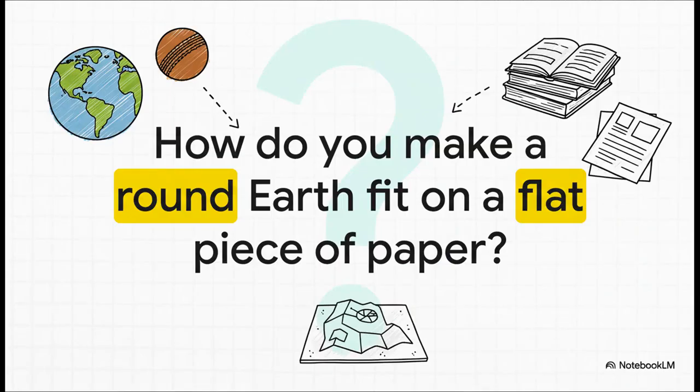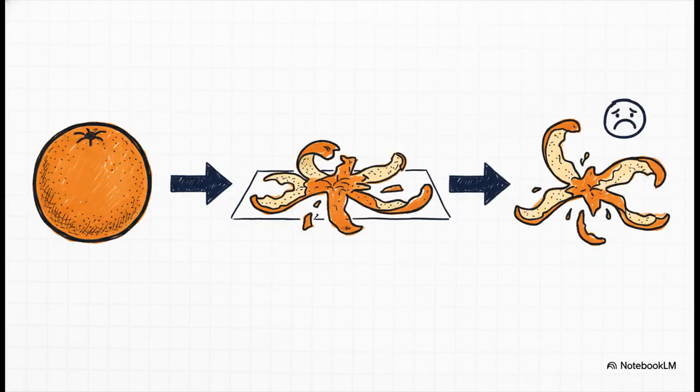So, let's start with a really simple question. We all know the Earth is round, right? It's a sphere, kind of like a cricket ball or an orange. Now, just think for a second. How on earth would you take that round shape and make it completely flat on a piece of paper, like a page in your textbook? Yeah, exactly. It's impossible.